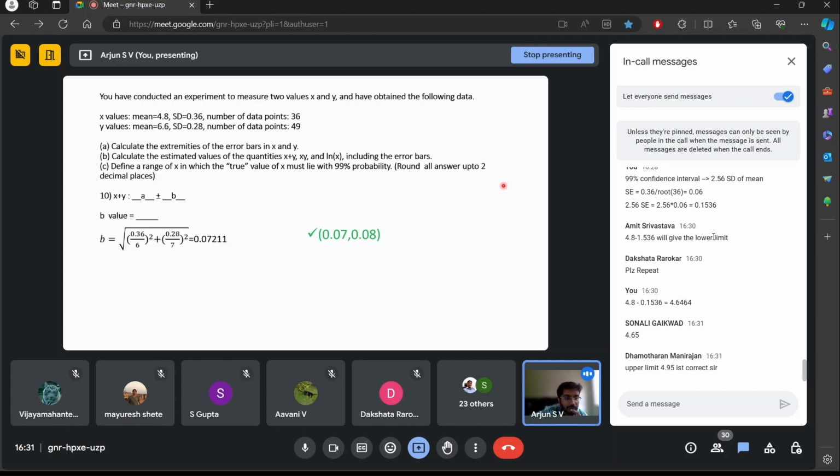Upper limit 4.95 is correct, sir. Yeah, I think it will be correct. 4.8 plus 0.1536, right? So I think it will be 4.9536.